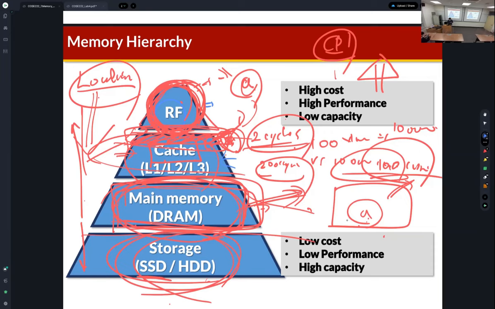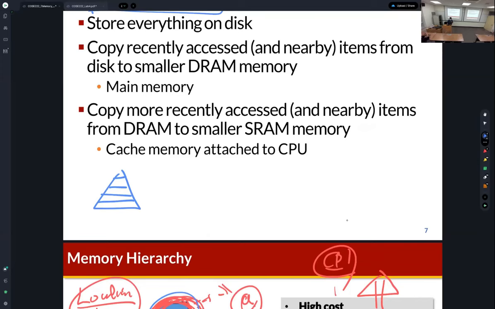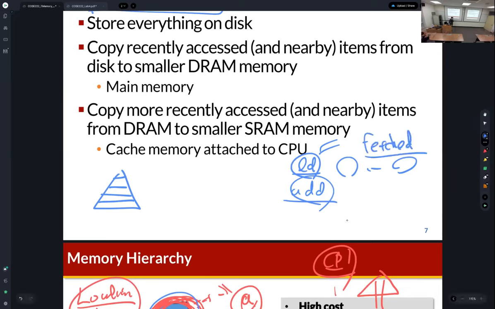We want to store a large amount of data in the memory, but this memory is very slow. We want a fast memory, but the size of this fast memory is very, very small. Then how can we increase the performance of our computer system? If you look at some programs, you can find that many programs load some data from the main memory, and then execute arithmetic and logical instructions using the loaded data. Loaded means fetched data.